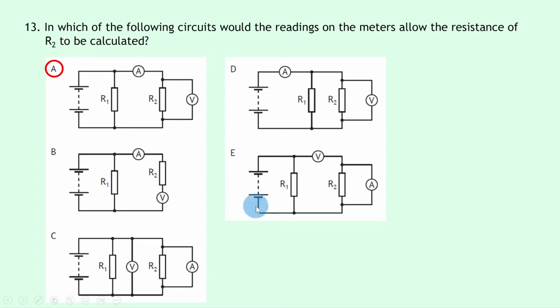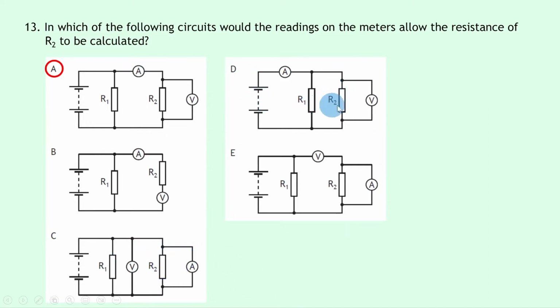But let's see why the others are not going to be suitable. Well, if we look at B, first of all, you'll see we have a voltmeter in series with resistor R2, but that's not how we connect voltmeters into circuits. We put them in parallel with components. For C, we have an ammeter in parallel with resistor R2, but that's again not how we connect ammeters in a circuit. We connect them into the circuit. So that one's not going to be possible.